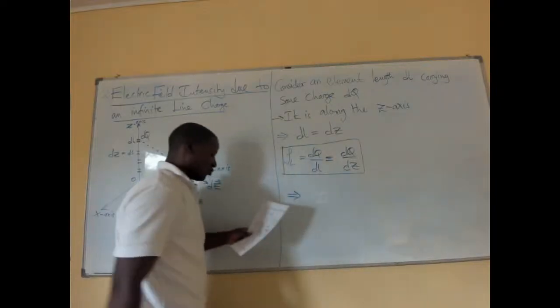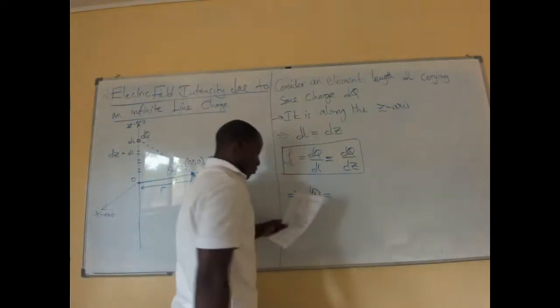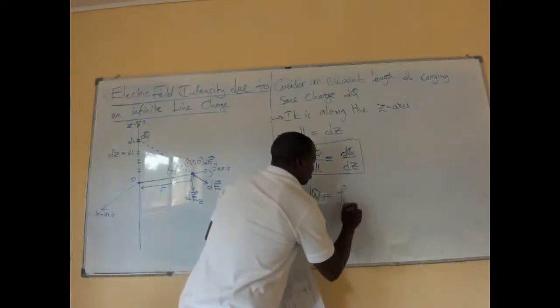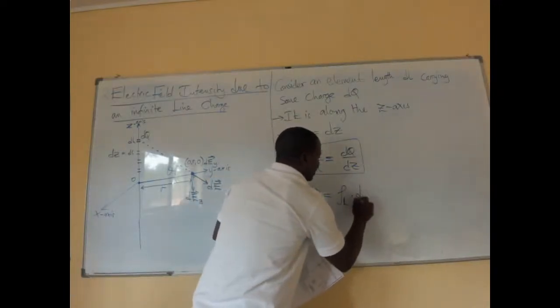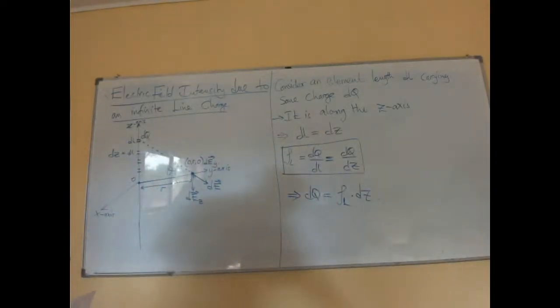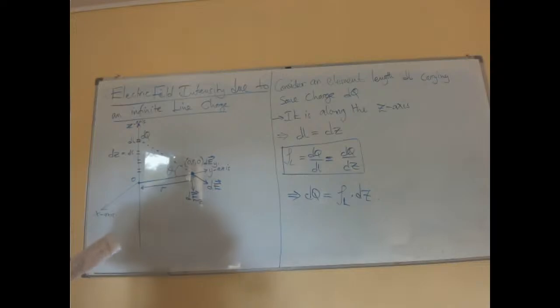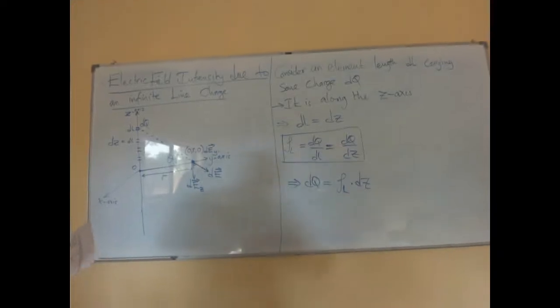If we try to write this, what we get is that this is the Q, which is equal to the charge density multiplied by the Z. That is the indication. All right. Now we continue with our derivation. I want to multiply by the Z. That is the indication. All right.